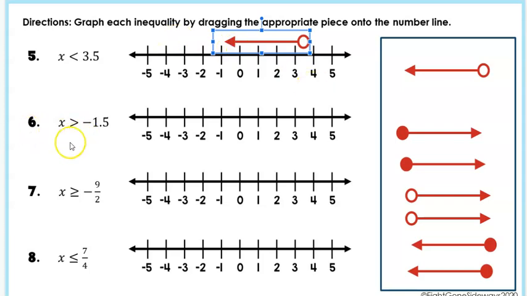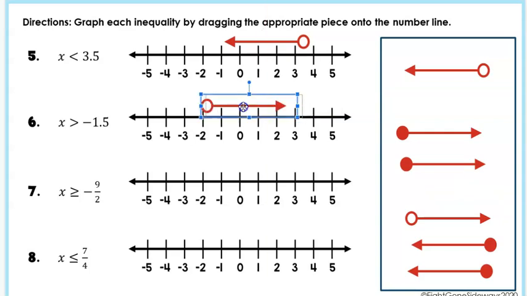X is greater than negative 1.5. Greater than is going to go to the right. And again, it's going to be an open circle because it is not equal to. So the open circles look like that. These are your closed circles that I was talking about. So I'm going to put an open circle at the negative 1.5 and the arrow to the right.